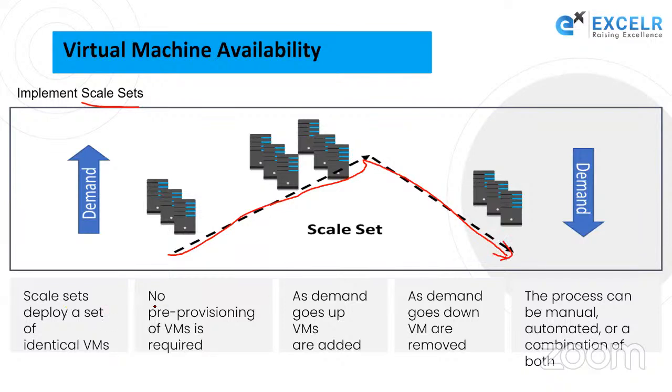You don't have to do any kind of pre-provisioning of virtual machines whenever you are using a scale set. As the demand goes up, the virtual machines are added. As the demand goes down, the virtual machines are removed from this process. This scaling up, scaling down of the virtual machine scale set can be manual or it can be automated as well. You can use a combination of both as well. So that is also possible.